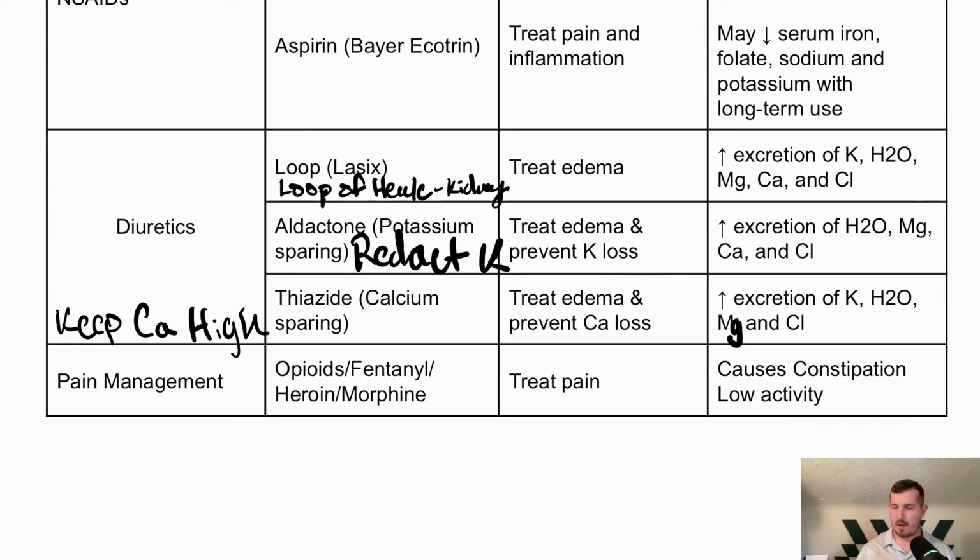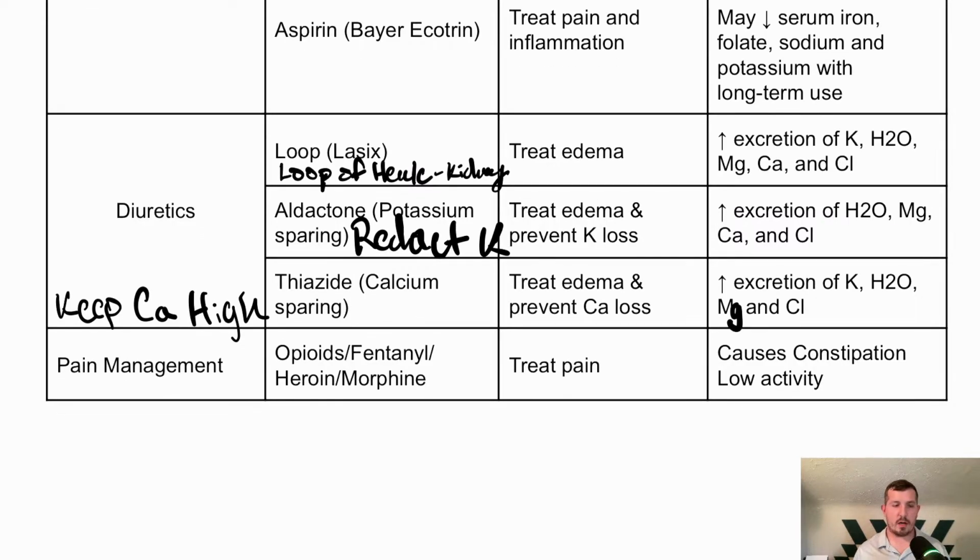Okay. All right. One we're going to move on to here, just taking a step off diuretics, is going to be pain management. Opioids, fentanyl, heroin, morphine. These are the types of things we're thinking of here. Narcotics, basically. They treat pain. That's what they do. People take them recreationally as well.